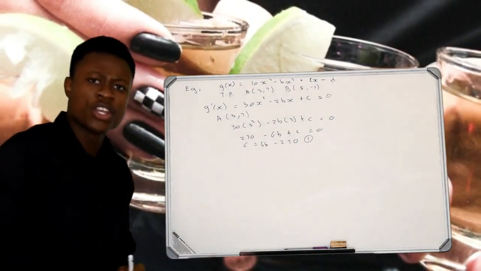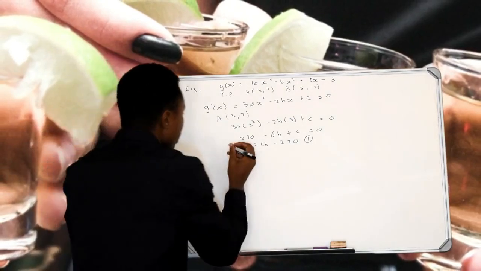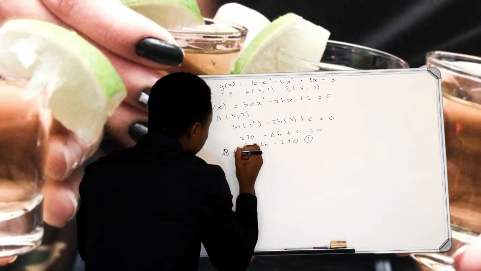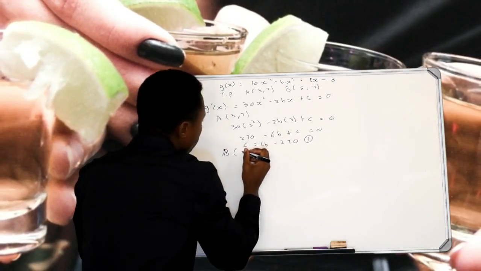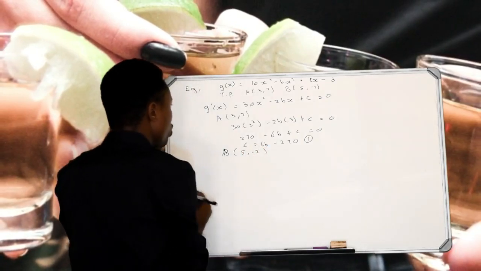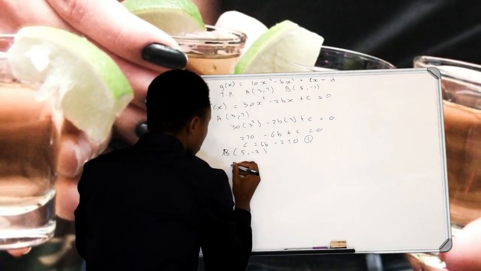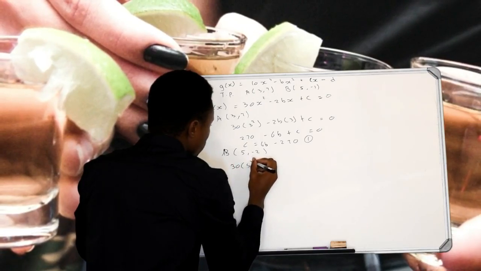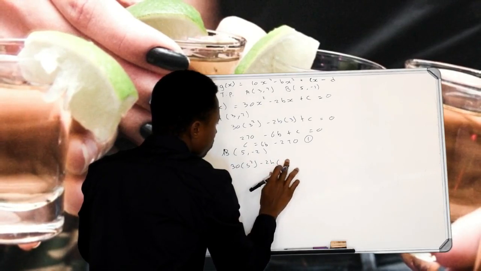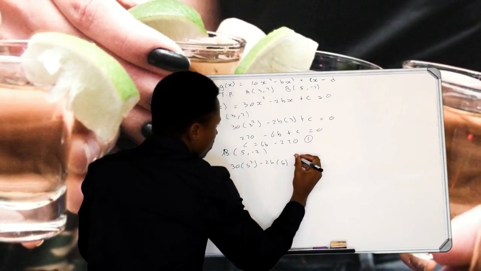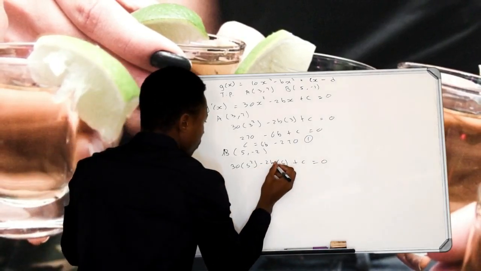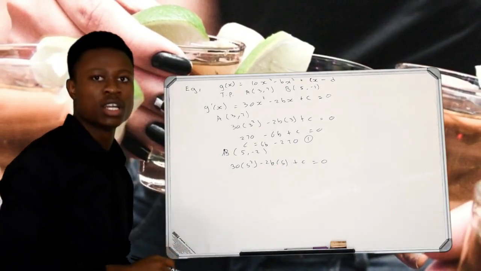So can I make another equation? Yes, I can. How? Let me substitute the second turning point that I have. What is my second turning point? It's 5 and negative 2, right? So if I substitute 5 and negative 2, which is 30 times 5 squared minus 2b times negative 2, times 5 because it's all x, plus c is equal to 0, right? So this is my second equation.